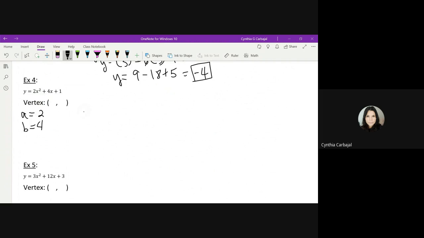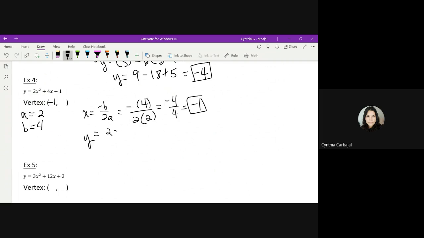So then we're going to do x equals negative b divided by 2a. So that's going to be negative b over 2a. B is 4. A is 2. So that's going to be negative 4 over 4. Negative 4 divided by 4 is negative 1. So there's our x value. So that's going to go here. And then we find our y value.